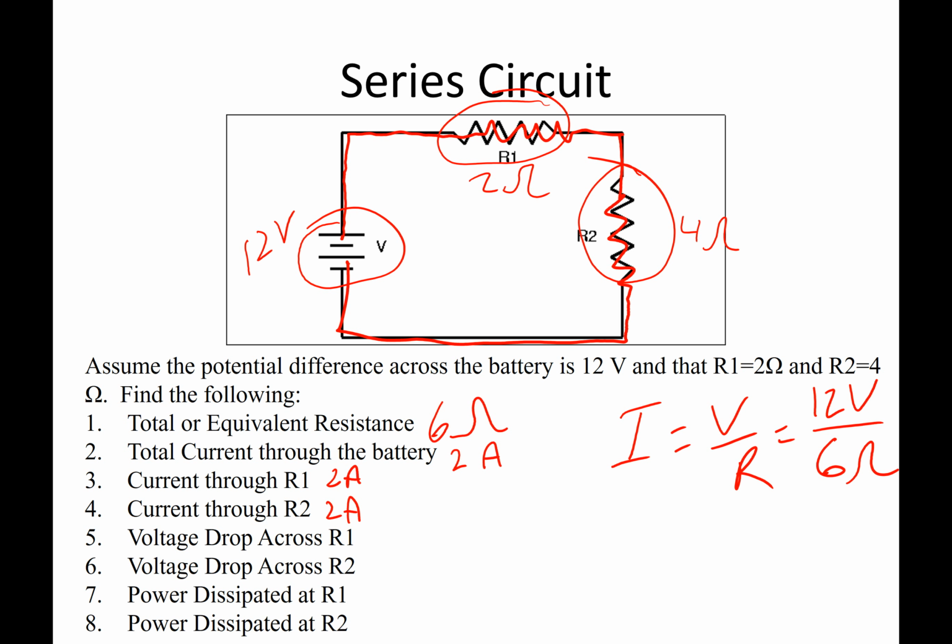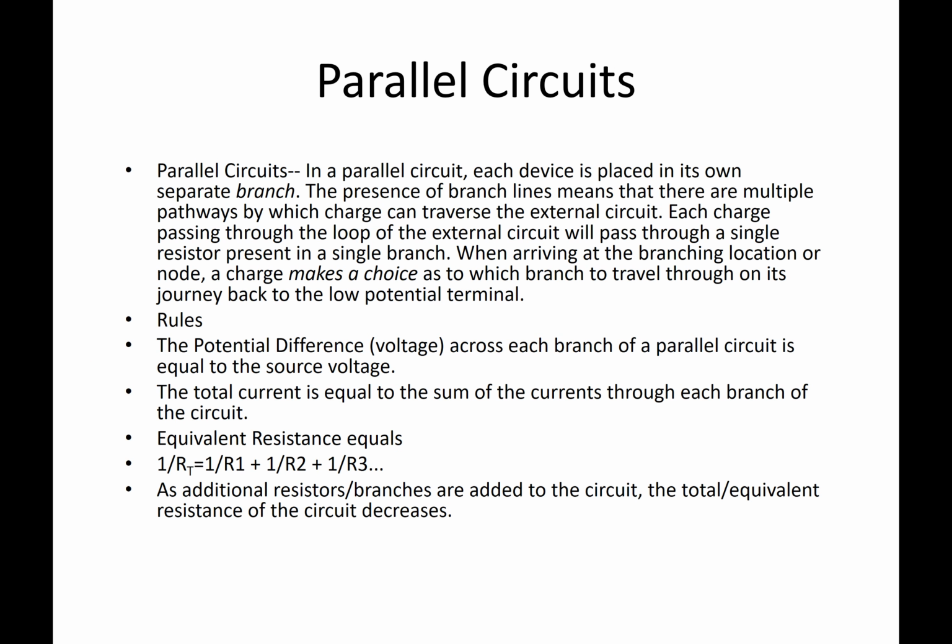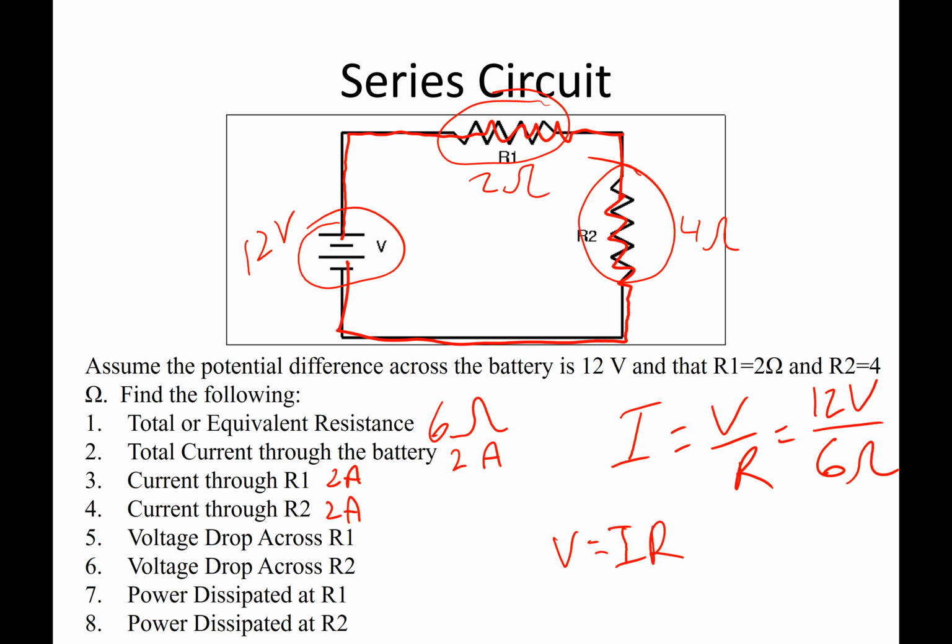To find the voltage drop across the resistors, we're going to go back to Ohm's law. This time though, we're going to simplify it for V, voltage drop. V equals IR. So we're going to multiply the current through resistor 1, 2 amps, times the resistance at resistor 1, 2 ohms. And we're going to end up with a voltage drop or potential difference across R1 of 4 volts.